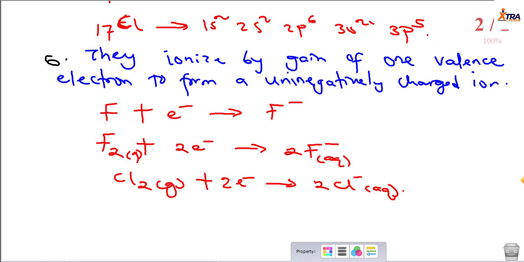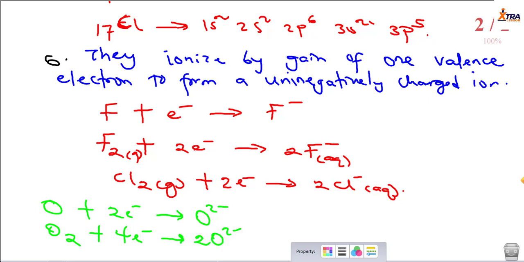Now, we didn't mention this for group 6. For group 6, from the previous lecture, they are ionized by gain of 2 electrons to form a negatively charged ion. So let's digress a little and discuss group 6. Oxygen is diatomic, but before we talk about diatomic oxygen, let's take one atom of it. Oxygen will gain 2 electrons to become a negatively charged ion. So if you have oxygen as O2, it will require 4 electrons to give 2 oxide ions, as you can see. So group 6 are ionized by gain of 2 electrons to form a negatively charged ion.